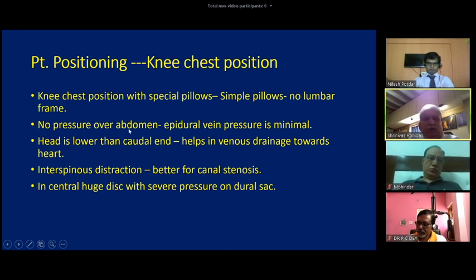We use a knee chest position with special pillows. There is no pressure over the abdomen, so the epidural venous pressure is minimal. They don't trouble you during the surgery. Head is lower than the caudal end. That helps in venous drainage toward the heart.